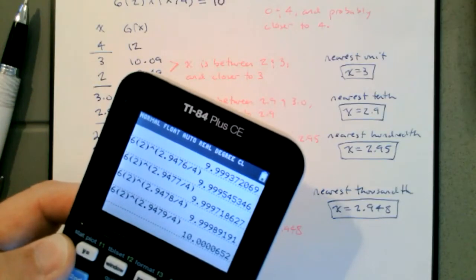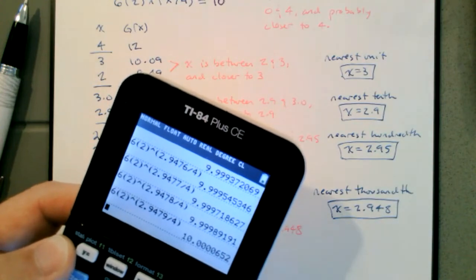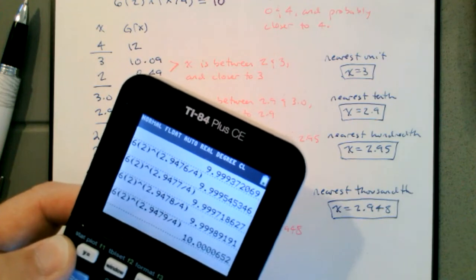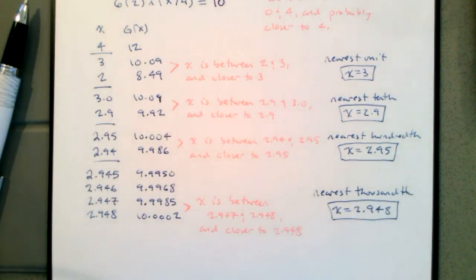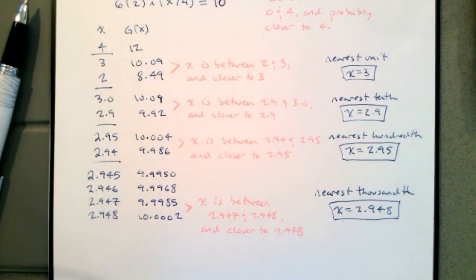The 2.9479 is 0.0000006, so 600 millionths, but the 2.9478 is 1100 millionths, so the 2.9479 is closest. So it goes a lot faster if we're not talking about and writing all this stuff down.